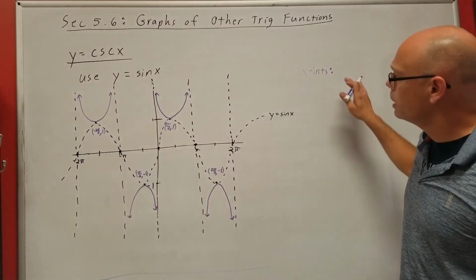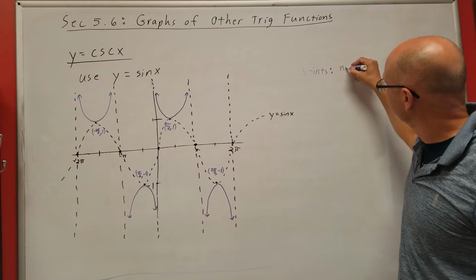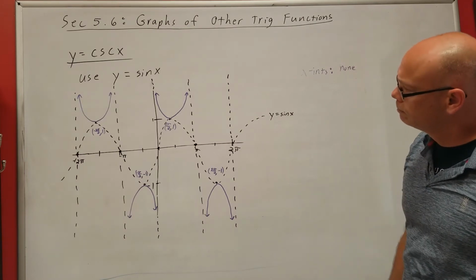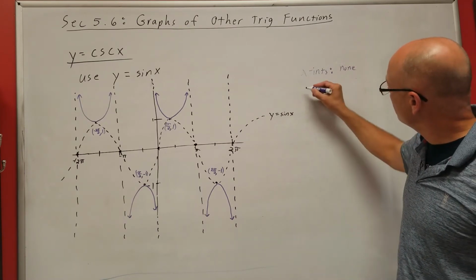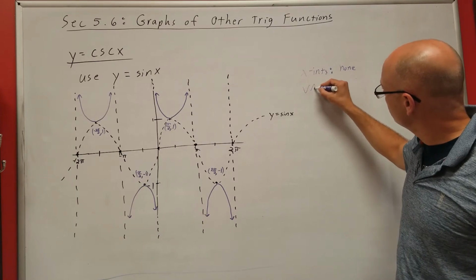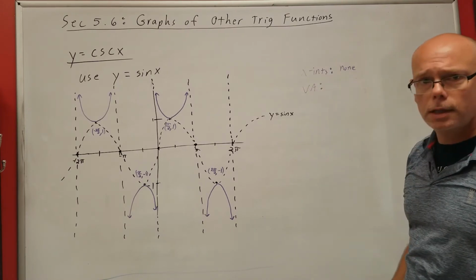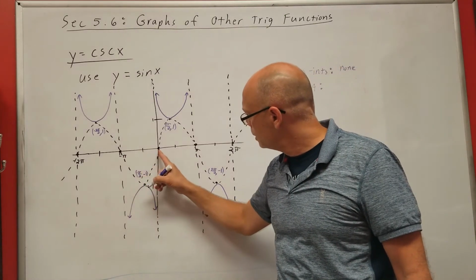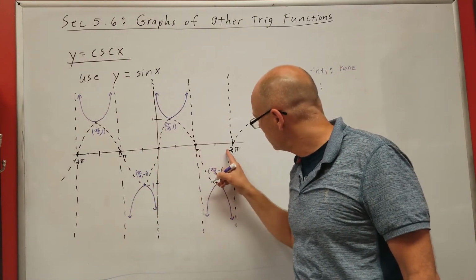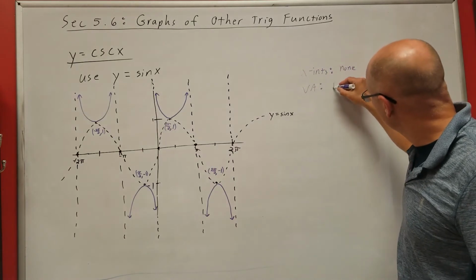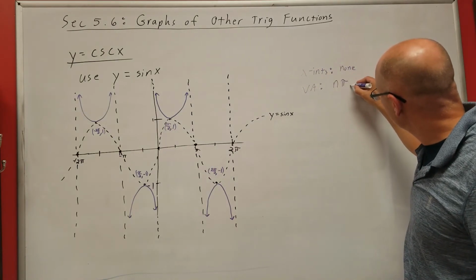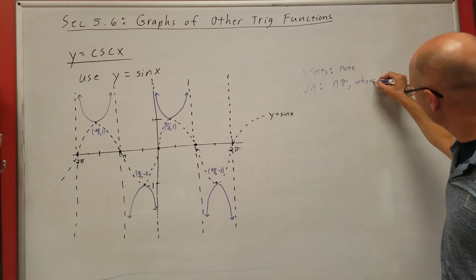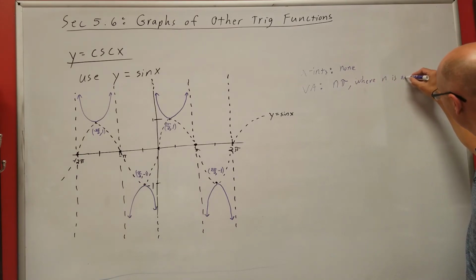Well, this one doesn't have any x-intercepts, right? So I'm going to say none. What about vertical asymptotes? Where do those things appear? They appear at negative pi, 0, pi, 2 pi. So they appear at n times pi, where n is an integer.